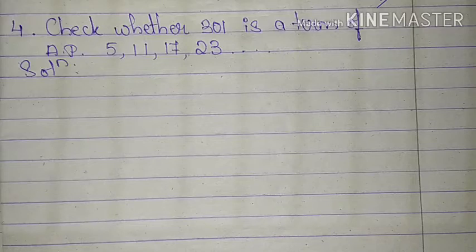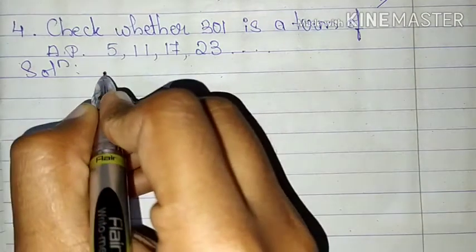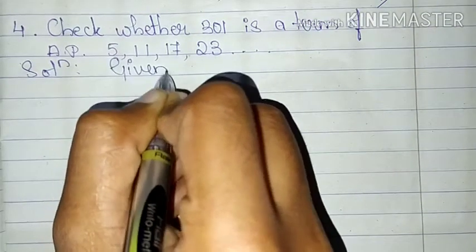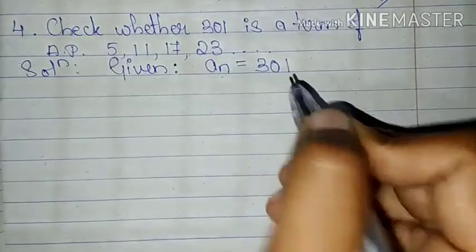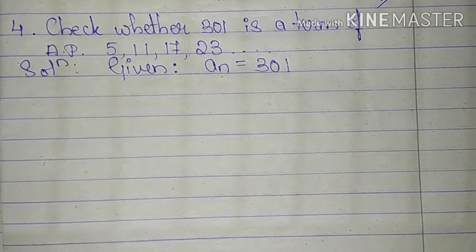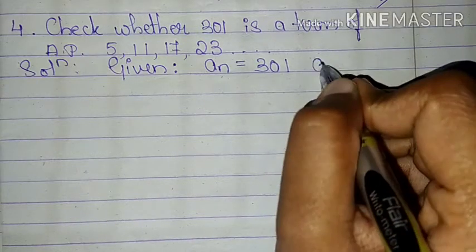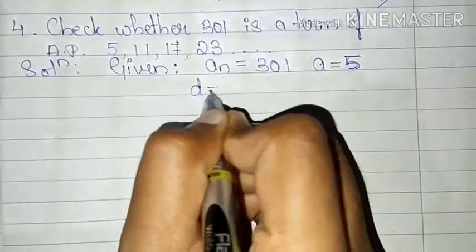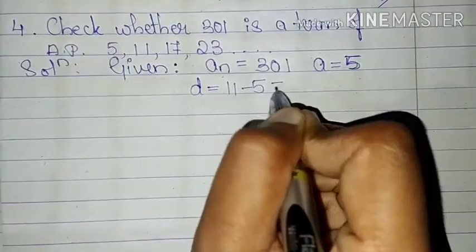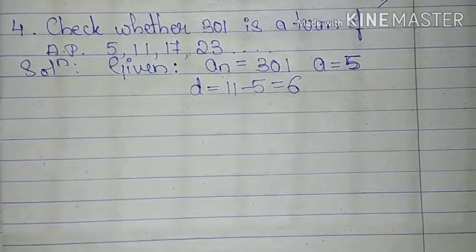In the fourth question, they have asked you to check whether 301 is a term of the AP 5, 11, 17, 23 and so on. So given AN, they have given us some term, that is 301, and they have asked us to verify if that term belongs to the given AP. From the AP we get that A is equal to 5, D is equal to 11 minus 5, which is equal to 6, the difference between neighboring terms.